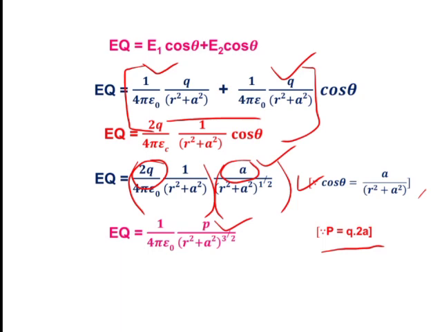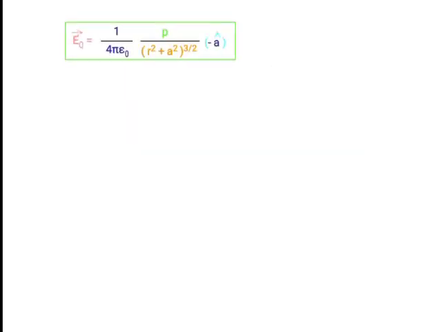Okay. Then why is the denominator R square plus A square raised to 3 by 2? Because this is nothing but R square plus A square raised to 1, and this is 1 by 2. Add both those two powers. After adding 1 plus 1 by 2, is it not 3 by 2? So for that reason this is 3 by 2. So EQ is equal to 1 divided by 4 pi epsilon naught P divided by R square plus A square raised to 3 by 2. So this is the final expression.